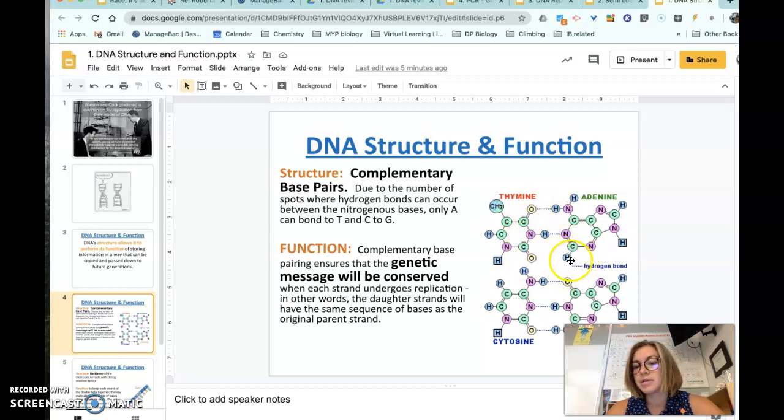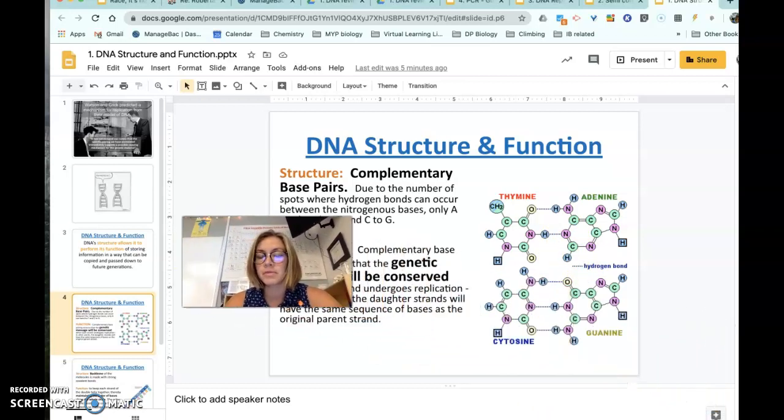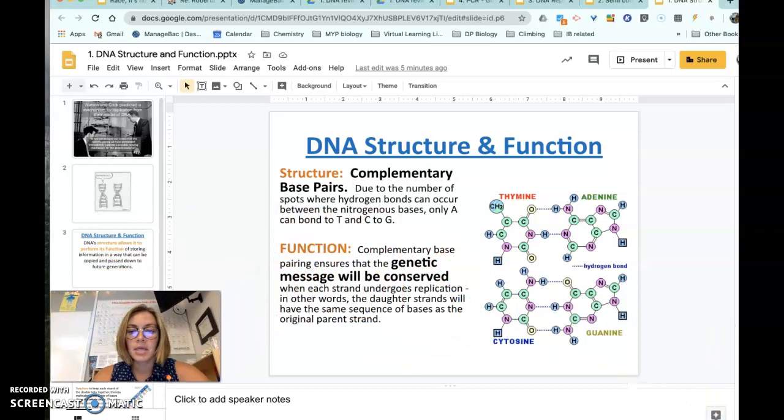And that has to do with hydrogen's valence electrons here, but we won't go into too much detail on that. And then when you look at cytosine and guanine, so C and G, they have 3 complementary or 3 hydrogen bond places. This allows for the genetic message to be conserved when each strand undergoes replication. In other words, the daughter strands will have the same sequence of bases as the original parent strands.